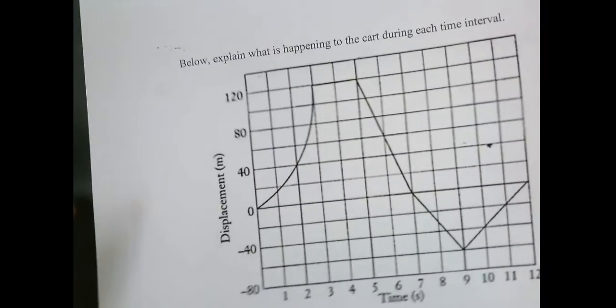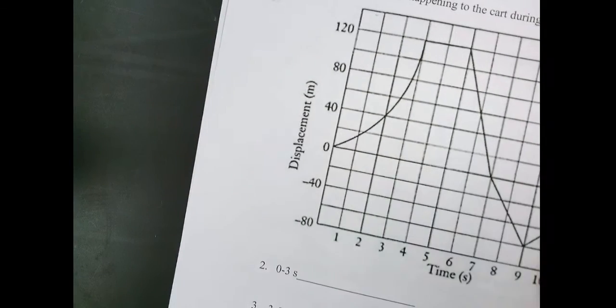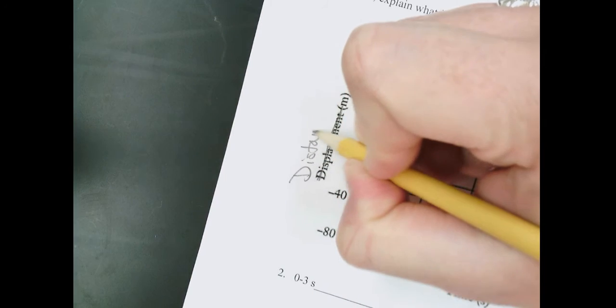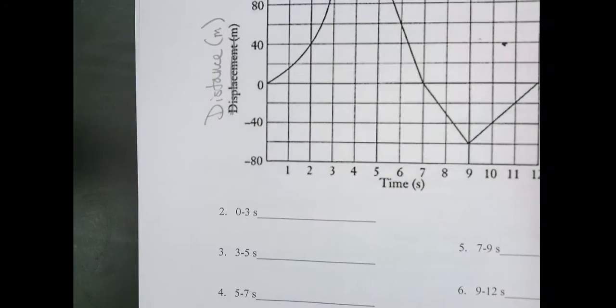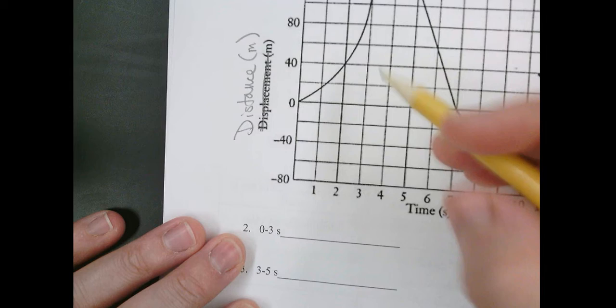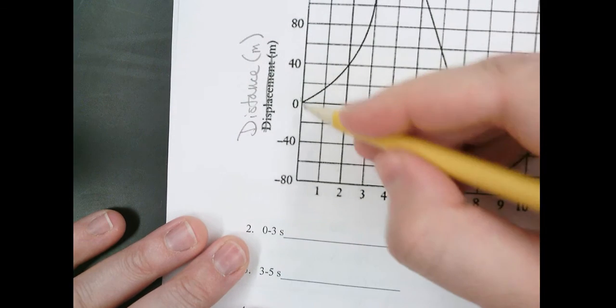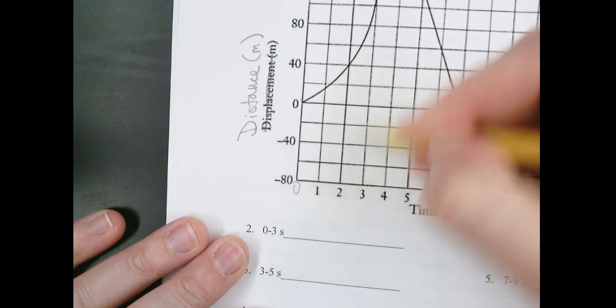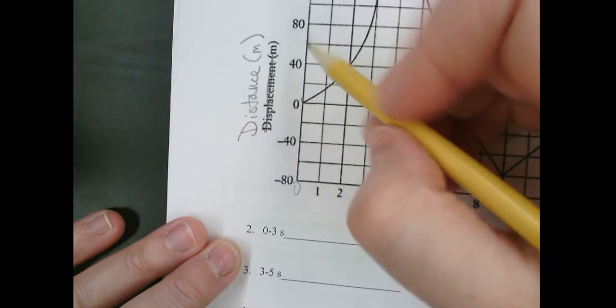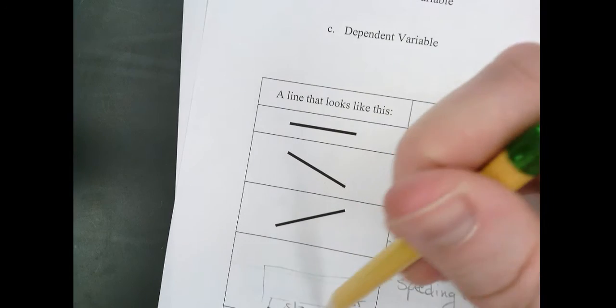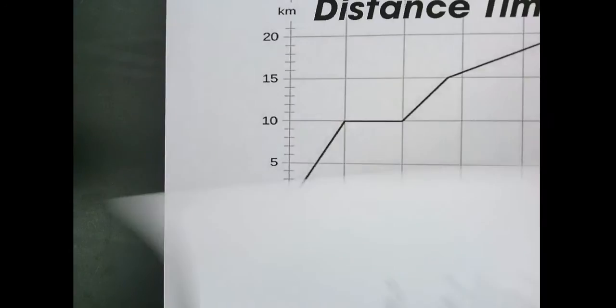So we're going to look at a distance time graph. Mine says displacement. This should say distance. It's the same thing. You'll notice it's also measured in meters. So let's look at what's happening in the graph. Now, from time 0 to time 3, what's happening? Well, we see a line like this, and if we check what we wrote on the last side, we're going slow and then fast. That's speeding up.